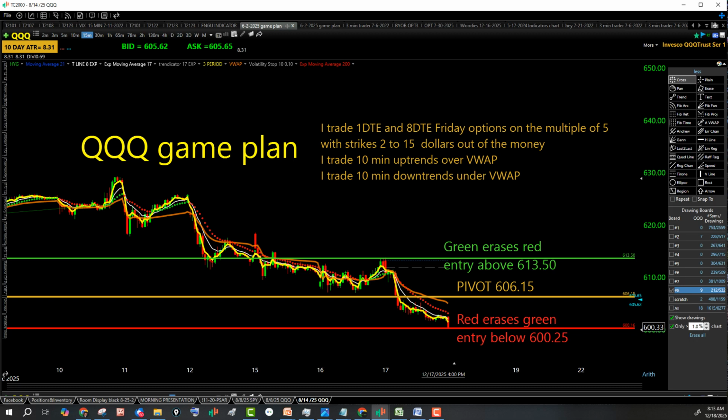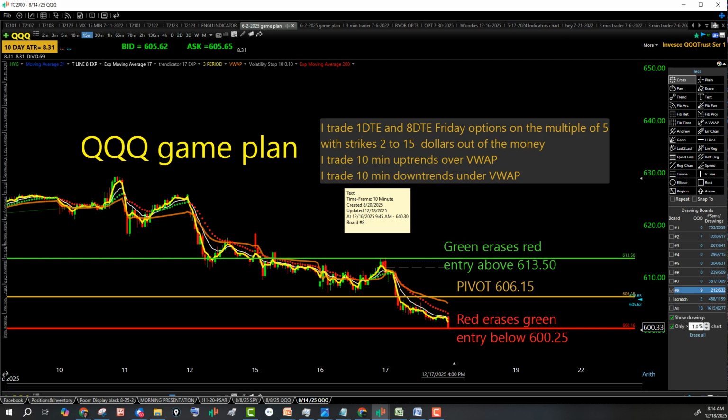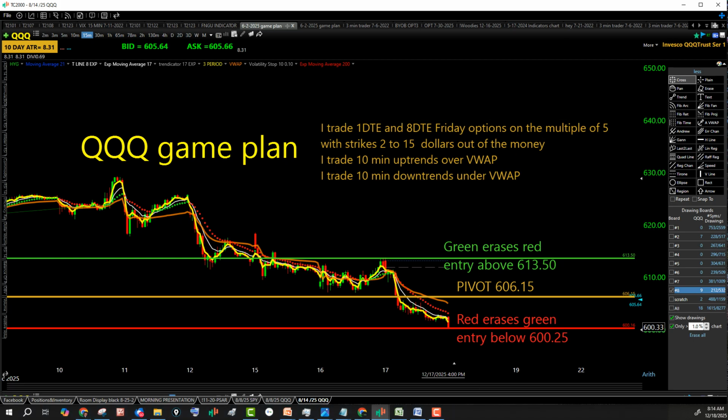But you will have more risk, and it will tie up more of your buying power, because it's going to cost you more to have in the money. Options tend to cost upwards of $2 and $3 more per share. So for that reason, I choose the out of the money options. They tend to be closer to zero, so they tend to be less risky, and they cost a whole lot less. Again, I trade 10-minute uptrends over VWAP, 10-minute downtrends under VWAP.